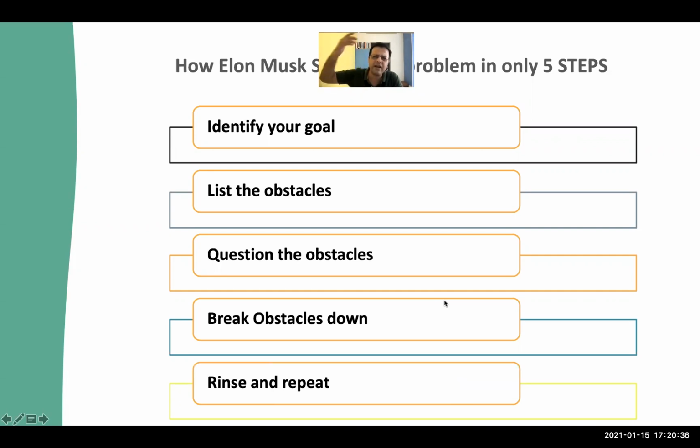Keep on reiterating so that you can solve the problem. So that is how Elon Musk does it. Anyone else can do it. But the question is, have you identified that goal and have you identified the obstacles?